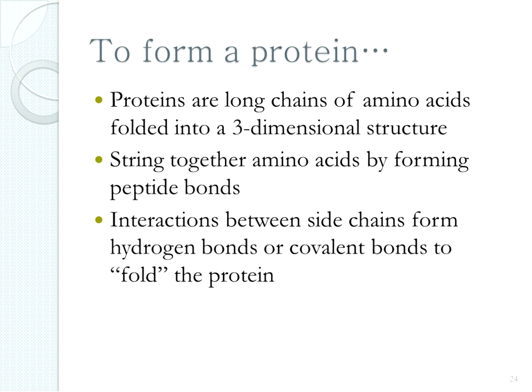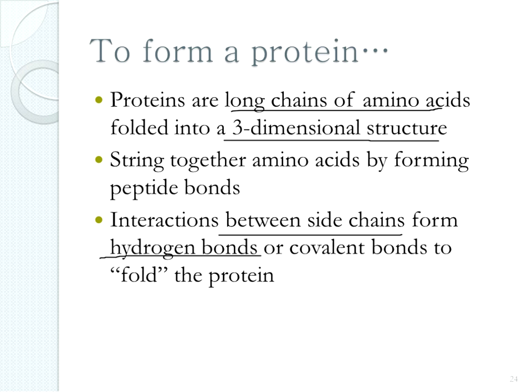So proteins have to be folded properly in order to function. So we can make these long chains of amino acids, but to actually form a protein, it has to be folded into a three-dimensional structure. The first step is forming peptide bonds to get this long chain of amino acids. But then we get interaction between side chains, between different amino acids, to kind of fold up the protein into a specific three-dimensional shape. That three-dimensional shape is usually held in place by hydrogen bonds or maybe covalent bonds.